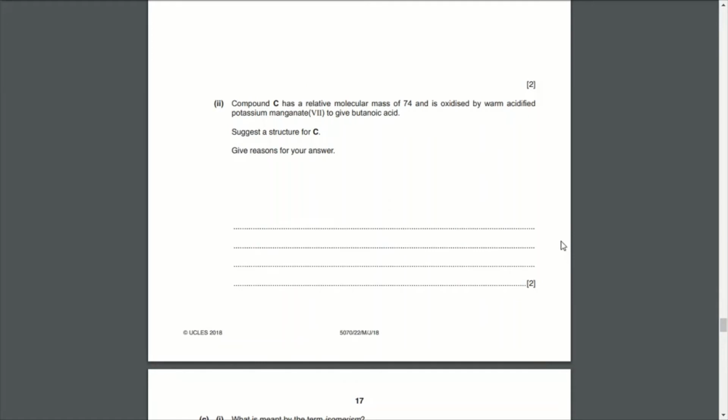It's going to be butanoic acid for sure, and it's CH3CH2. You can write it in any way you want. The question says suggest a structure, so you can draw the structure or you can write it in any form. It's all right.